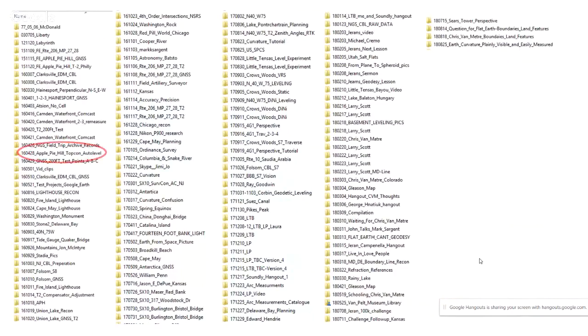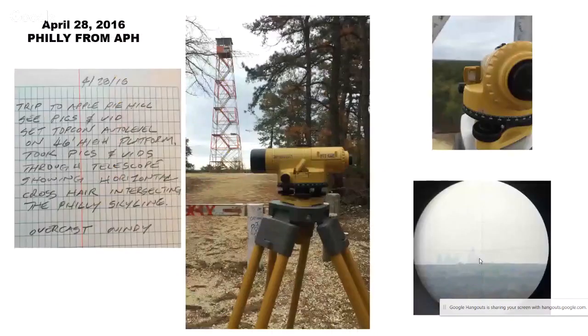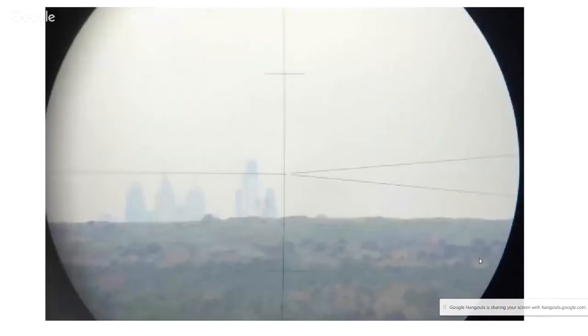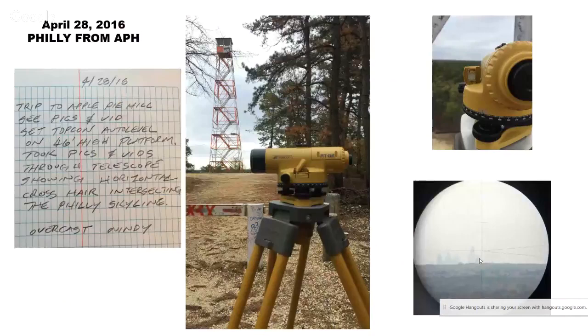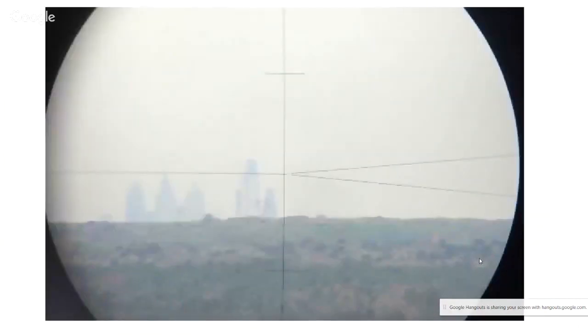I'll probably drop off from this now. I'm not going to continue. This is okay. Here's the picture taken using the auto level. So no angles measured. Just take this up, level it up, look out across, take that picture. So that's what the Earth's curvature looks like.